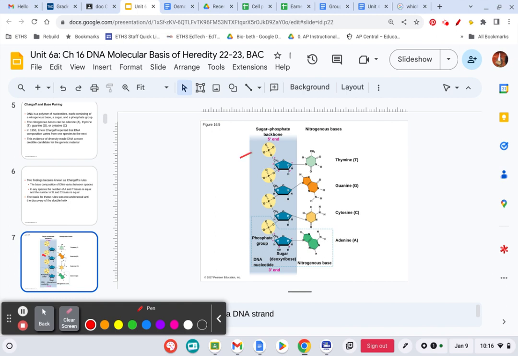And we know that we've got a phosphate, different experiments, and we'll talk about some of them. So we've got a phosphate followed by sugar, followed by another phosphate, followed by another sugar, phosphate, sugar, and it goes on. And each one of those sugars is attached to a nitrogenous base, either thymine, guanine, adenine, or cytosine.